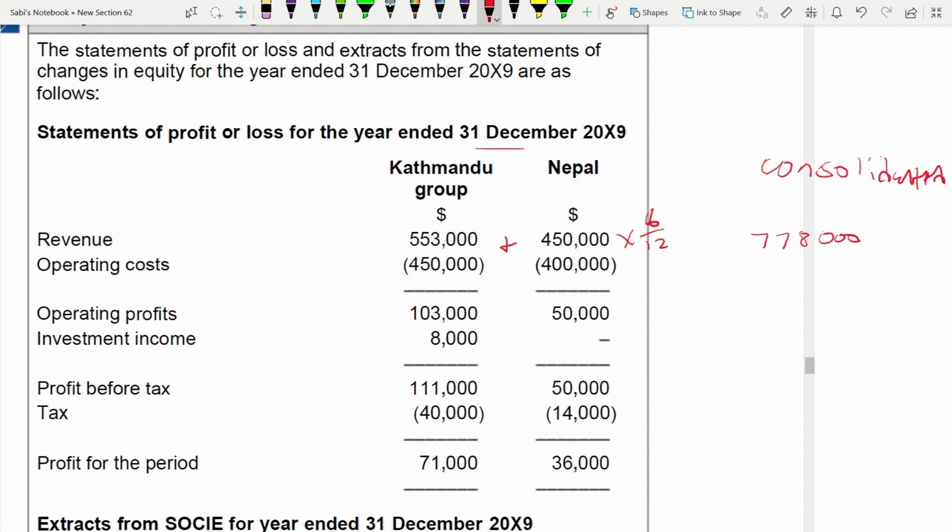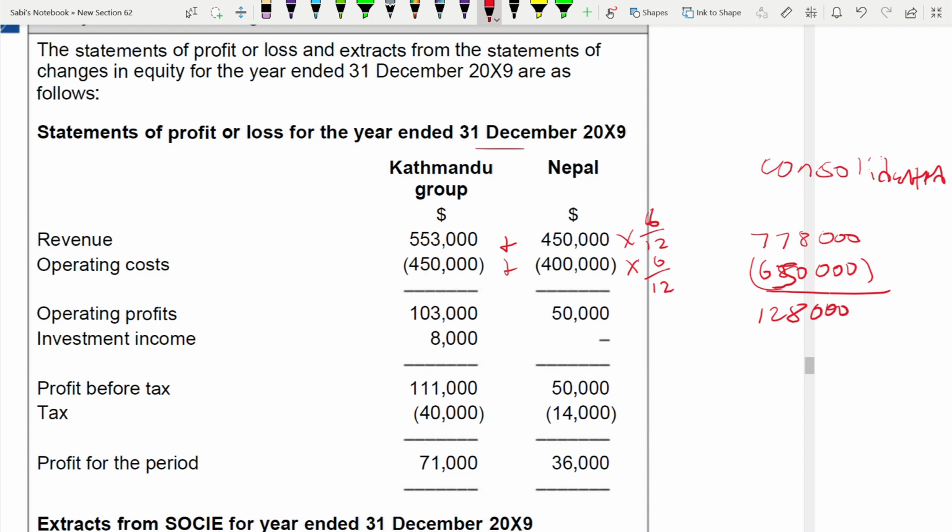Coming to operating cost. Operating cost was no change. You can just take 6 months of this, which will be 650,000. And the gross profit, operating profit, you don't have to add the two operating profits. Please do not make the mistake of adding 103 with 50,000. It's incorrect. Rather, it should be 778,000 minus 650,000, which is 128,000. This is your operating profit.